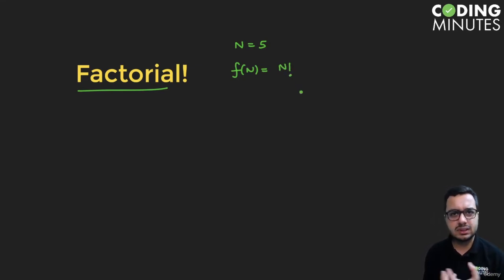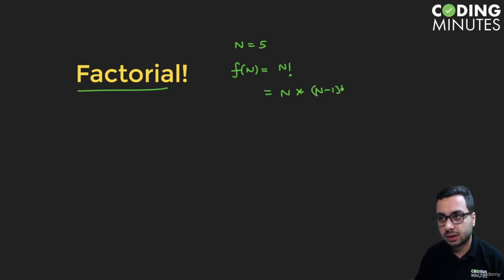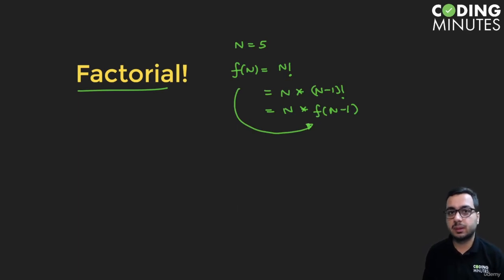Now, although this is an easier problem, we can break this problem recursively. We can break it into a smaller subproblem of the same type. You know the property of factorial: n factorial can be written as n into (n minus 1) factorial. And what is (n minus 1) factorial? It is nothing but f of n minus 1. So what we have done is, we have written a larger problem in terms of a smaller subproblem of the same type.